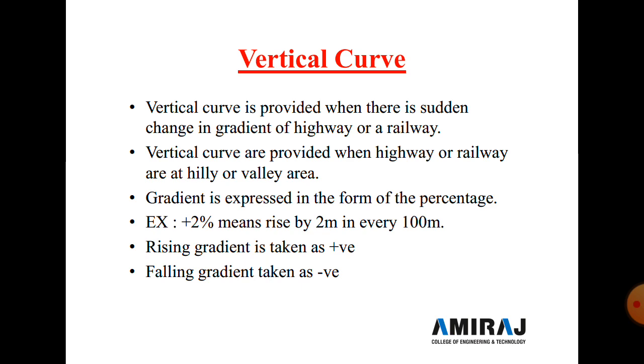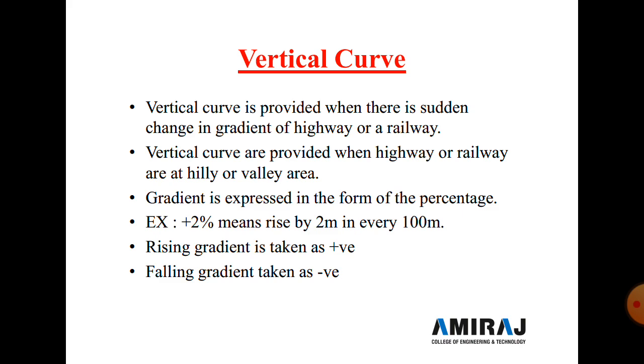So a vertical curve is provided when there is a sudden change in the gradient of a highway or railway. Vertical curves are provided on highways and railways, generally in hilly or valley areas, and gradient is expressed in the form of a percentage. Here the gradient is of positive or negative type. A rising gradient takes a positive sign, and a falling gradient takes a negative sign.